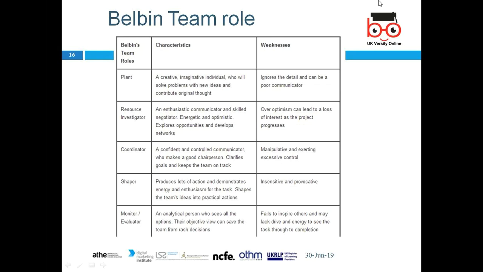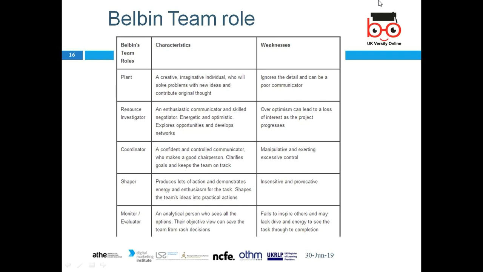Your Belbin team roles can be planned. The plant means creative, imaginative individuals. We can put them into the team to solve problems with new ideas and contribute original thought. Their weaknesses are that they ignore details and can sometimes communicate poorly. The resource investigator is an enthusiastic communicator and skilled negotiator in a team.